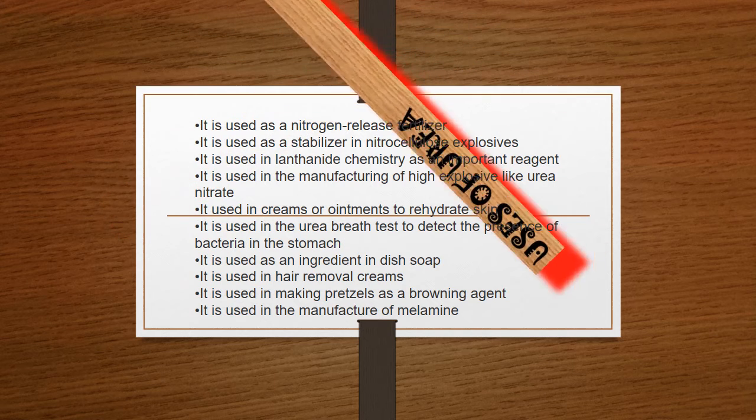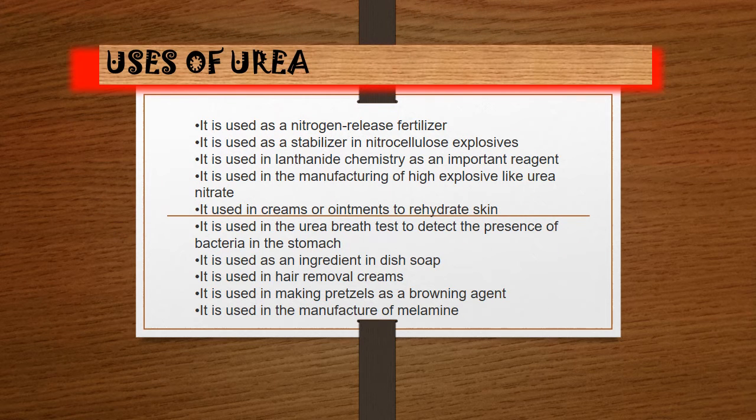Uses of urea. We have different uses of urea. Here are some of them. It is used as a nitrogen-release fertilizer. It is used as a stabilizer in nitrocellulose explosives. It is used in lanthanide chemistry as an important reagent. It is used in the manufacturing of high explosives like urea nitrate.